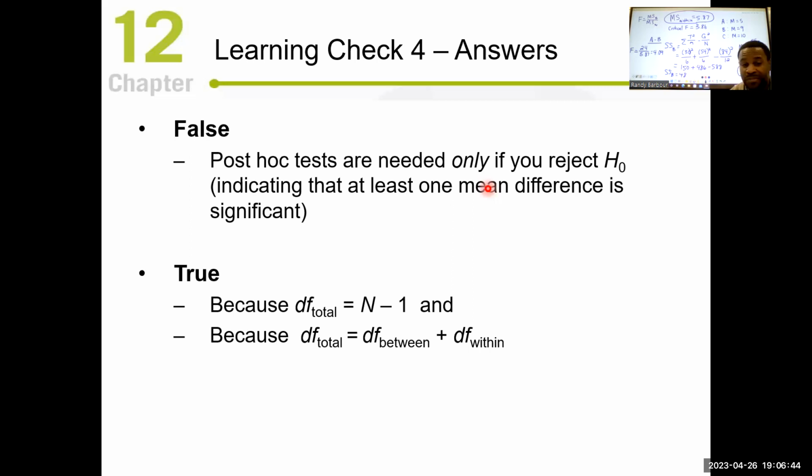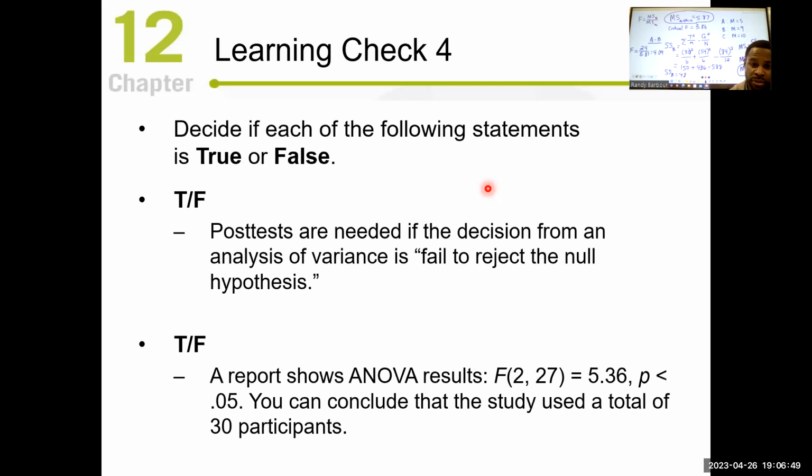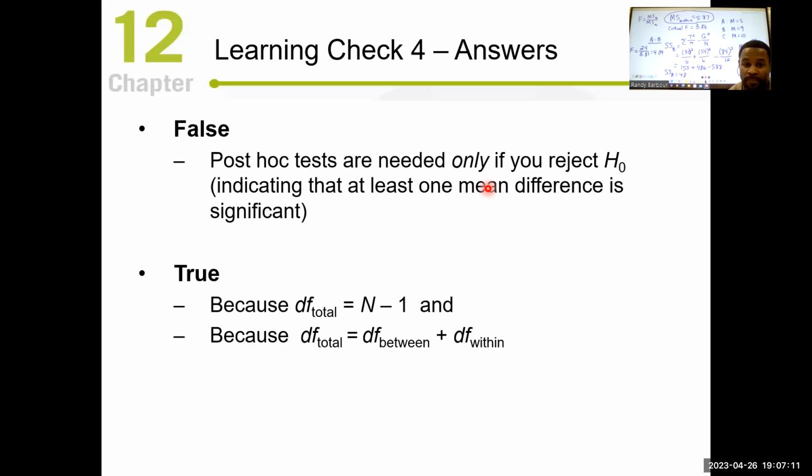For the second one, that was true, right? You can conclude that the study used a total of 30 participants. You've got a degree of freedom of 27. All you would do is 30 minus 3. It looks like there are three conditions because the degree of freedom for between is 2. And you get your 30 participants. So n minus 1 is 29, and 29 minus 2 is 27. Plain and simple, okay?